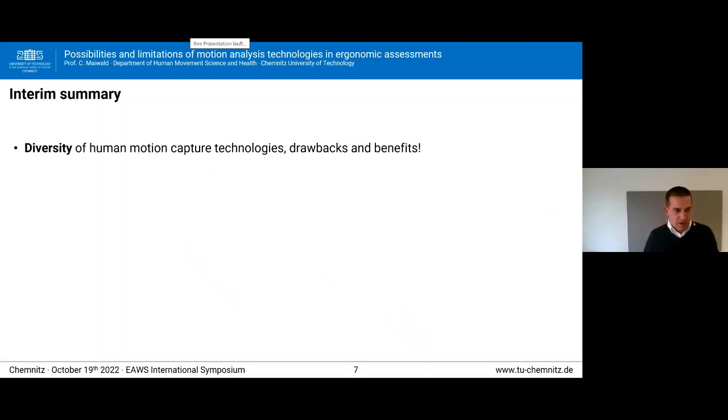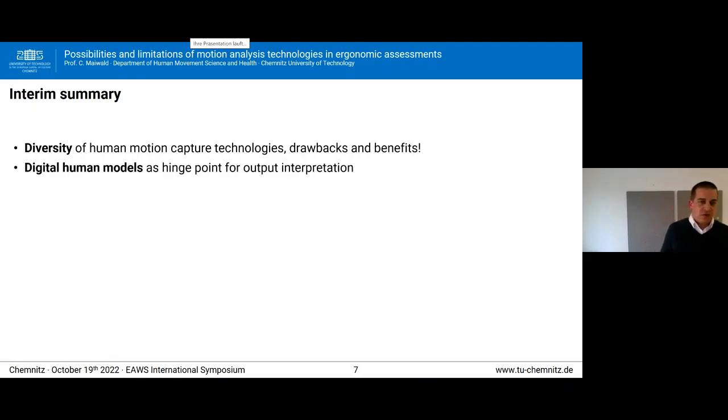The problem with digital human models is with all these approaches. So this is kind of a hinge point: the more complex your model can be, the more costly it will get to power the model or to feed enough data to the model to produce a meaningful output. But on the other hand, the output could be way more informative than the one generated by simpler models.